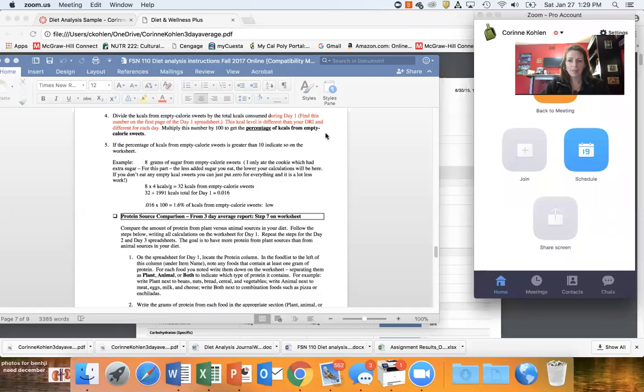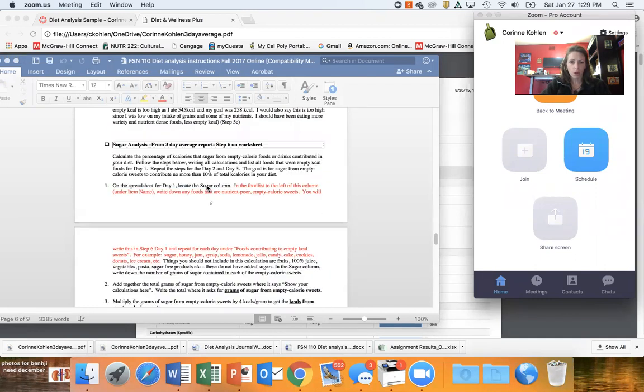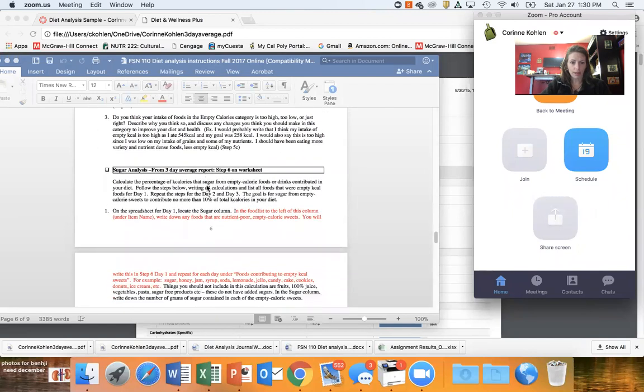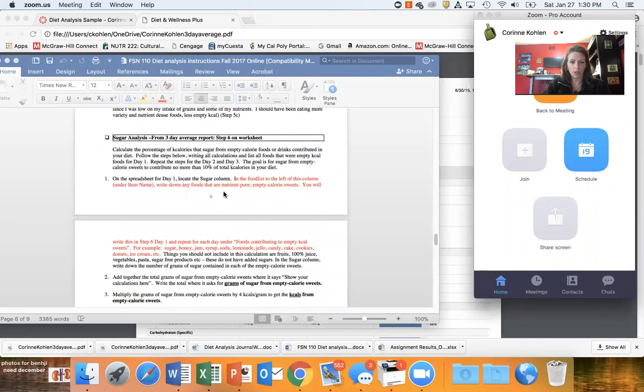Hi class, this is my attempt to show you a little bit about the sugar calculation for your diet analysis part 2. So hopefully you'll be able to see my screen. The sugar analysis is right here, and what it wants you to do is calculate the percentage of calories that sugar from empty calorie foods or drinks contributed.